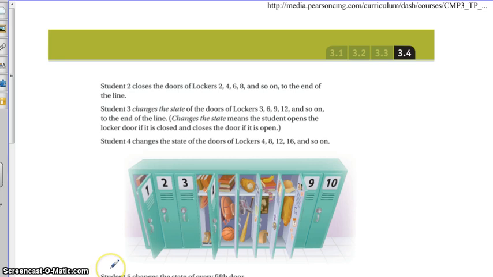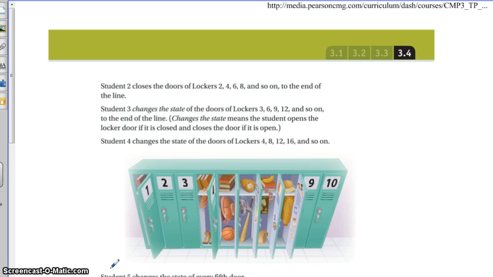Student 3 changes the state of the doors for lockers 3, 6, 9, 12, and so on, counting by threes. Changing the state means that if the door is closed, they open it, and if it's open, they close it. So what student 3 is doing is changing the state of the multiples of 3, or any number that would have 3 as a factor.